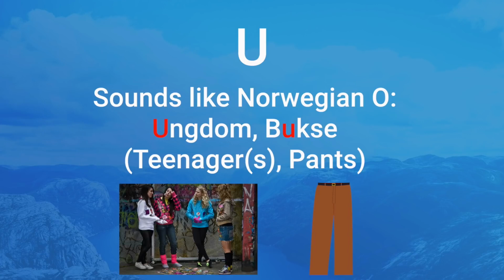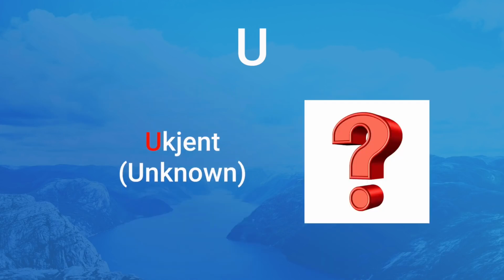Sometimes the letter U will sound like O. Examples of this are ungdom, bukse. Note that a single U in front of a word acts the same way as un is used in English. In other words, meaning the opposite of whatever follows that letter. An example of this is ukjent.